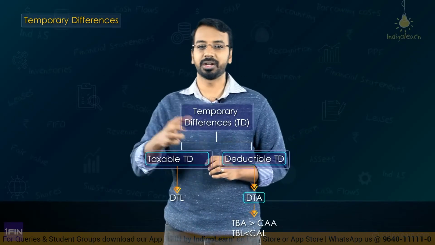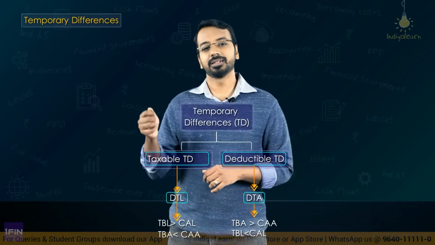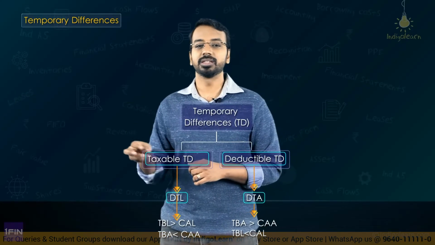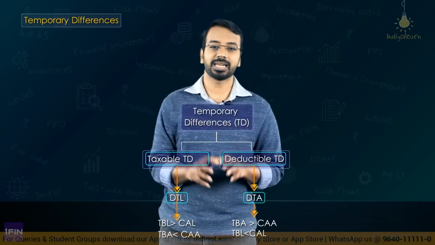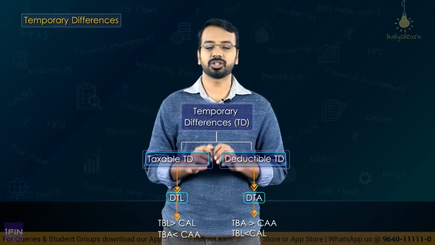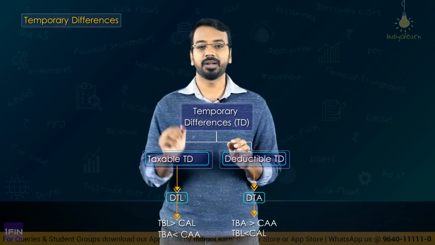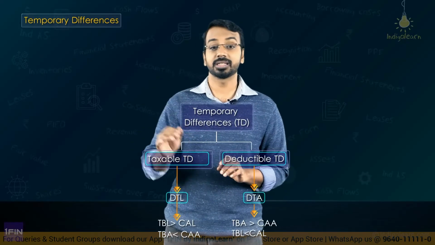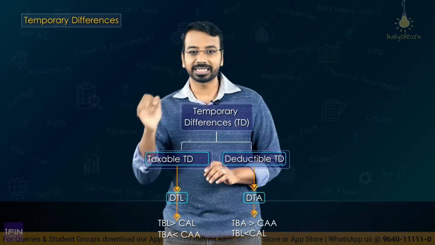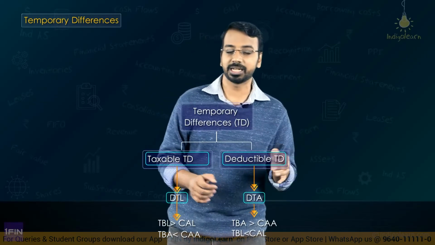Coming to the taxable temporary difference, if the tax base of a liability is greater than the carrying amount of the liability, it will result in higher taxes in the future, and for that we have to create a deferred tax liability. So, to summarize the entire discussion, temporary differences are classified as taxable temporary differences and deductible temporary differences. Taxable temporary differences will result in deferred tax liability. Deductible temporary differences will result in deferred tax asset.